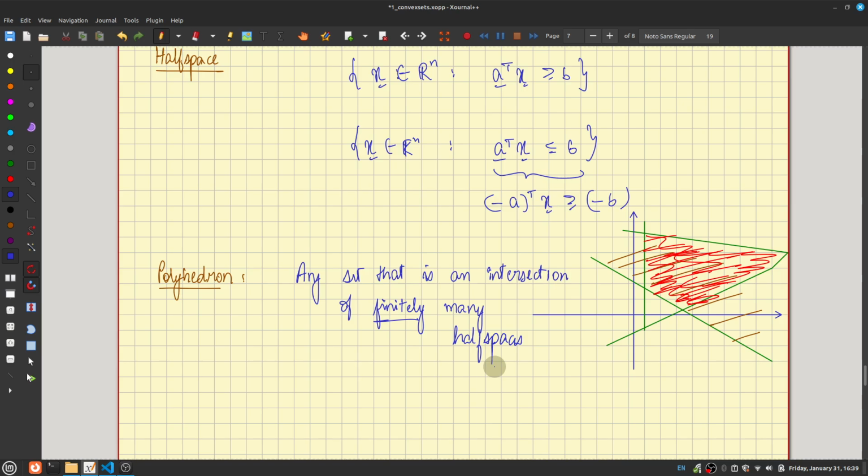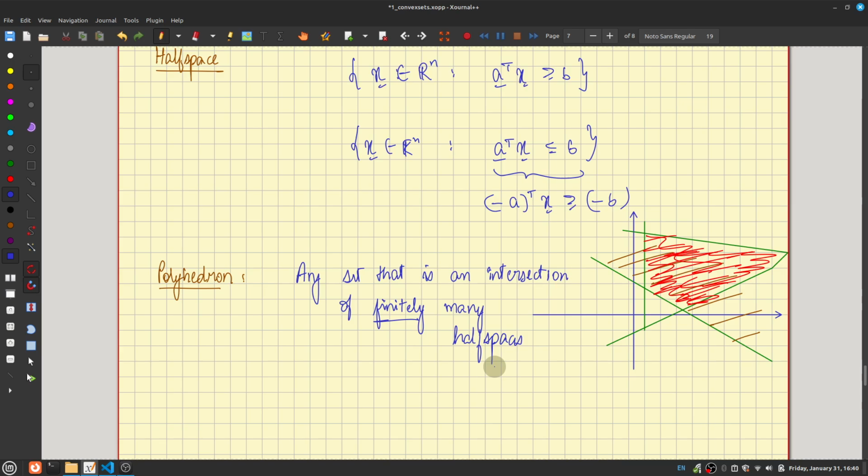Finitely many is important. But one thing to note is that even a single half space, by definition, is also a polyhedron. The polyhedron need not be bounded. The single half space is a polyhedron. What about the first quadrant in, say, R2?